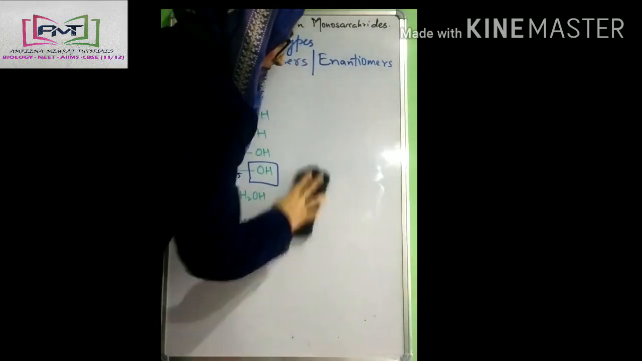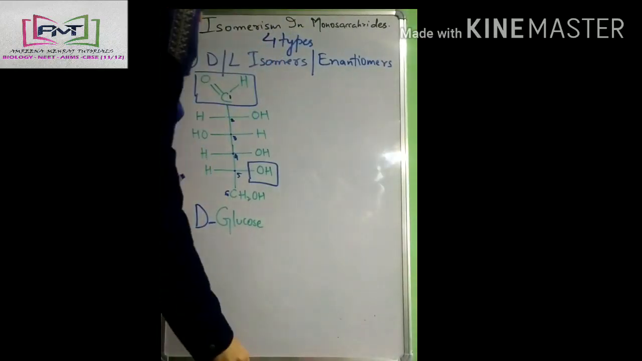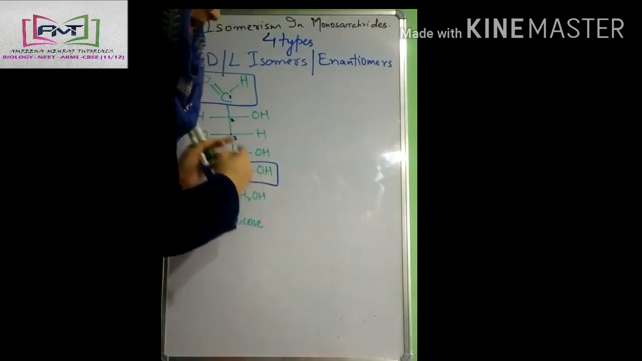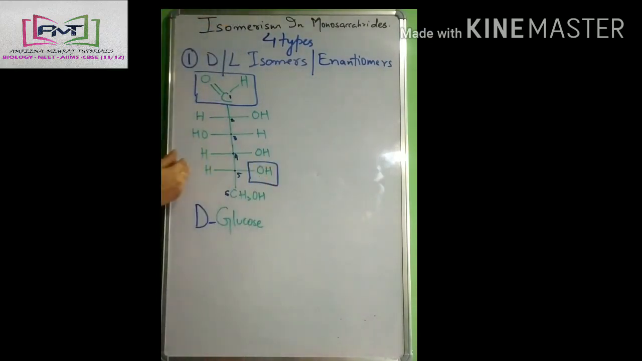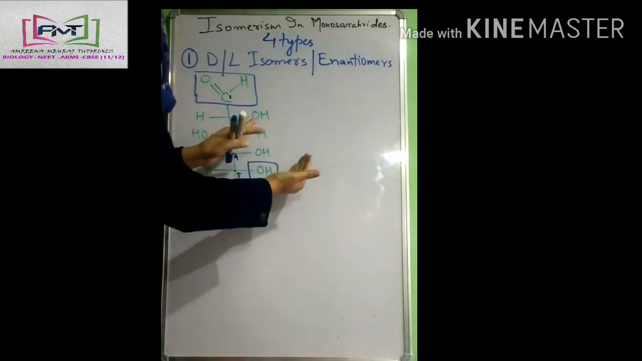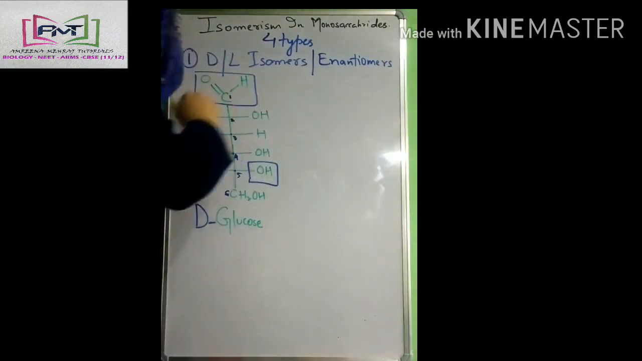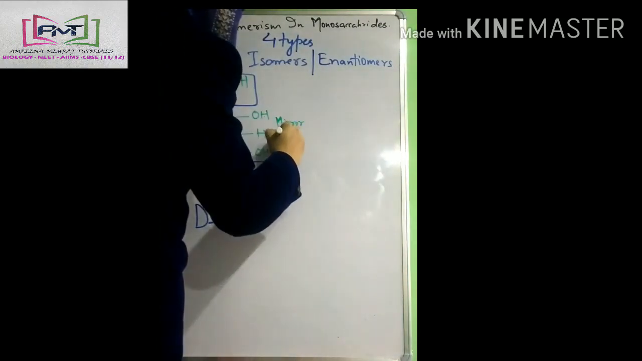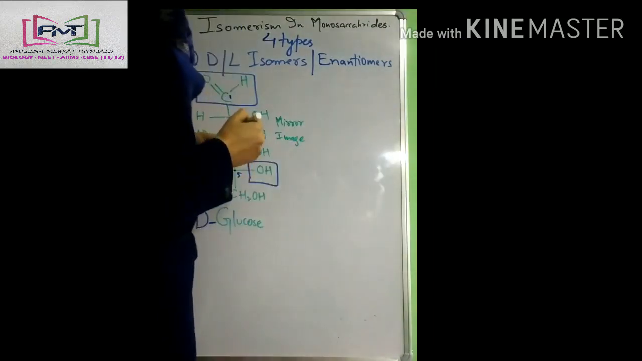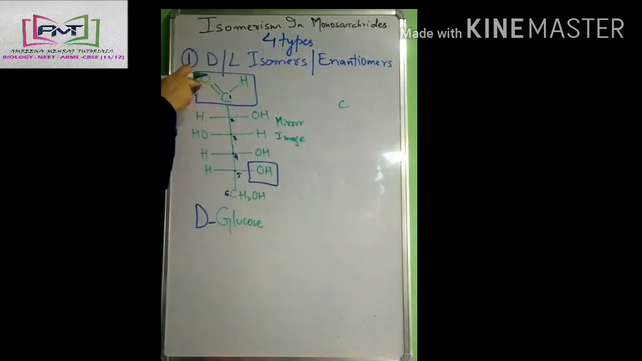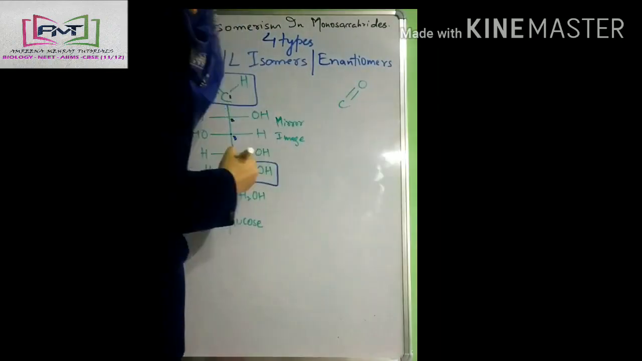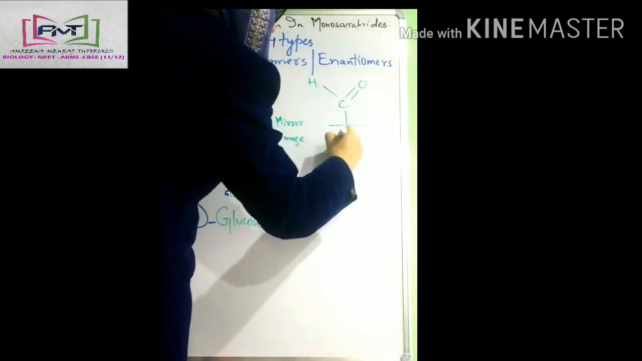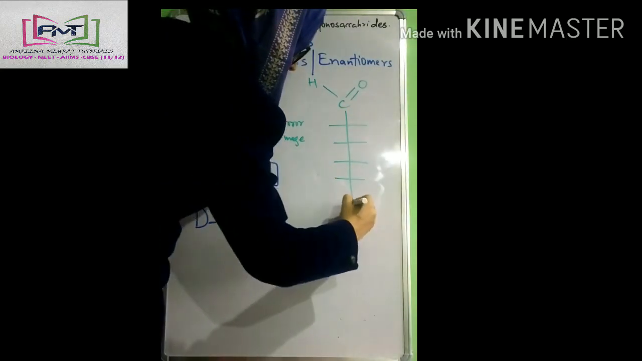So for L glucose, what are you supposed to do? Your actual point of attraction is OH, but L glucose doesn't have only the OH towards left. All the groups are now going to be placed in the opposite direction. That means you have to draw a mirror image. So here, see, the double bond O was towards left. Now it will be towards right. H will go towards left. Same. 1, 2, 3, 4.